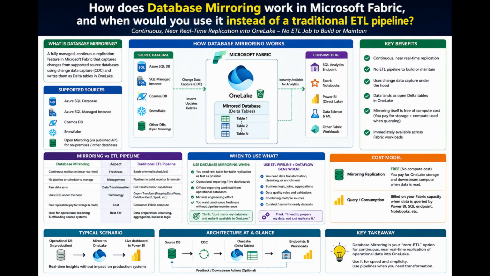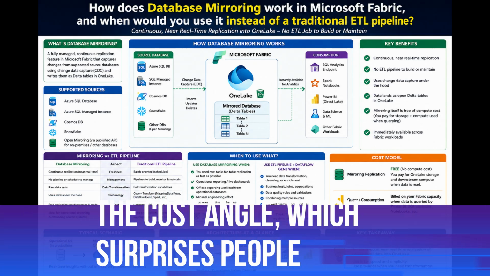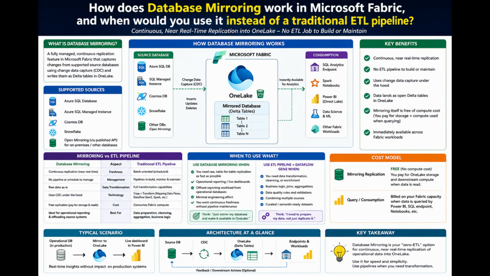Now let's understand the cost angle. This is very important, and this is what can impress the interviewer. So here is the detail that genuinely surprises people the first time they hear it, and it is worth mentioning because it shows your knowledge of this topic. Okay, the mirroring replication itself does not consume your Fabric capacity or compute units. Microsoft made this essentially free at the replication layer. You pay for the storage in OneLake, not the replication.